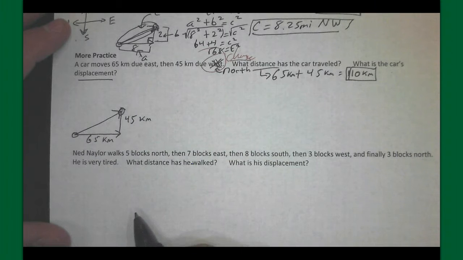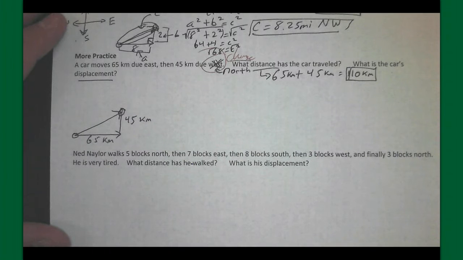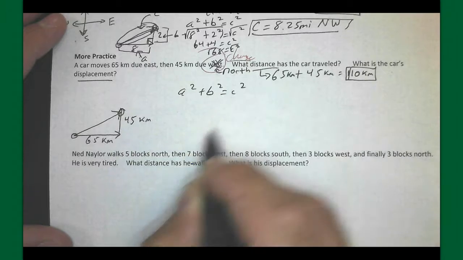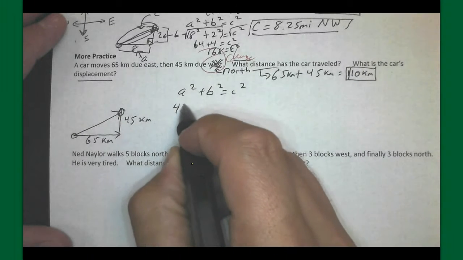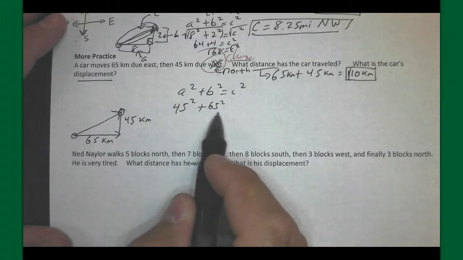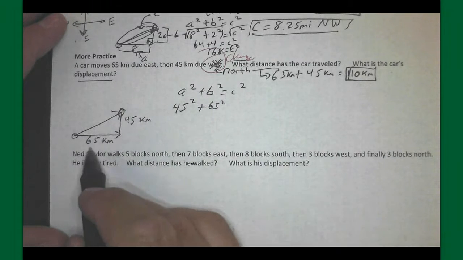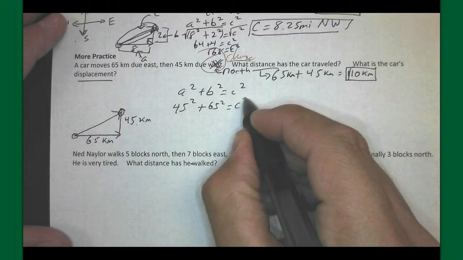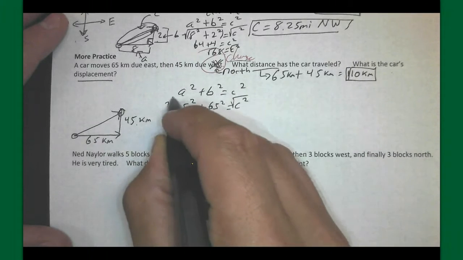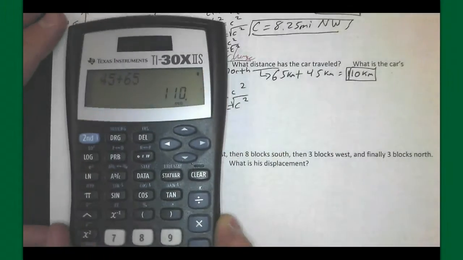That is a triangle again, and once again, we will use the Pythagorean Theorem. A squared plus B squared equals C squared. In this case, A is 45, B is 65. By the way, it doesn't matter if you switch these. It doesn't matter if this is A and B or this is A and B. It comes out with the same thing. Equals C squared. So again, I'll just take the square root of all of this.